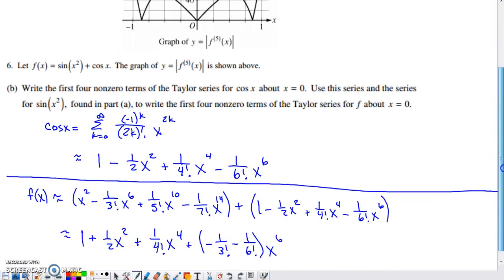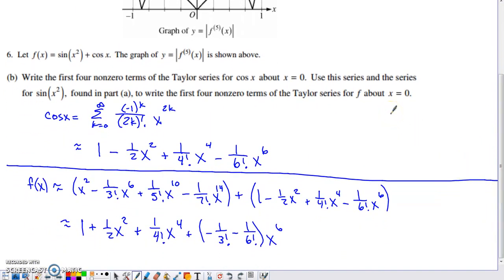Part B asks us to use our result from Part A to write the first four non-zero terms for the series for f. I kind of overlooked the beginning of part B here, which says to write the first four non-zero terms of the series for cosine of x. So this is just like the first half of part A. If you know this Maclaurin series for cosine of x, the general form is here. Apply the first four values of the index, you get these four values. Then it says use your result from part A combined with these four terms to write the first four non-zero terms of the Taylor series for f.